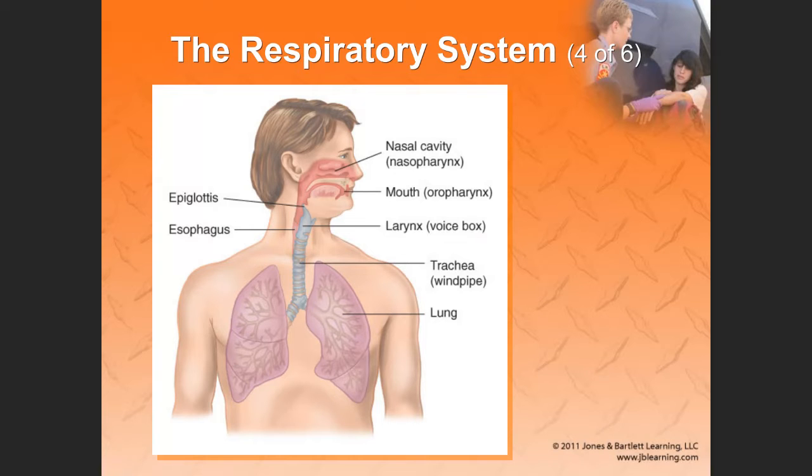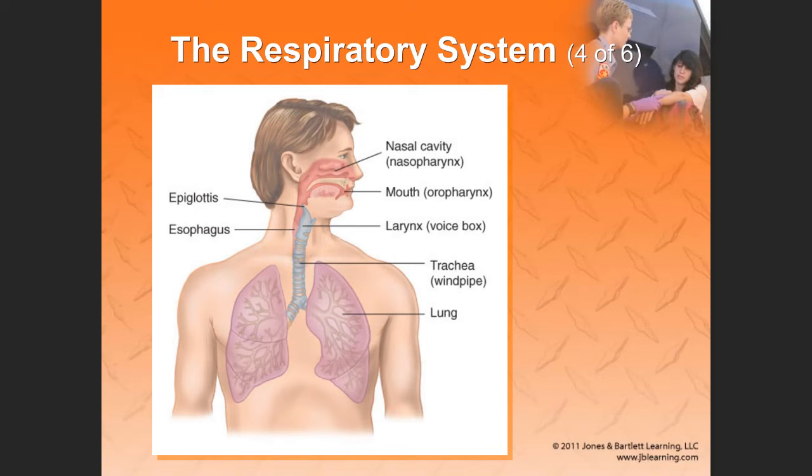And this diagram, so the other structure that you need to be familiar with, do I have a pointer? Yes, I do, is the epiglottis, which is a leaf-shaped cartilaginous structure that is just above the vocal cords. And the purpose of the epiglottis is to prevent anything that's not air from entering the lungs. So that's the purpose of the epiglottis.